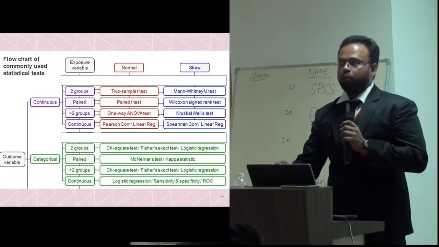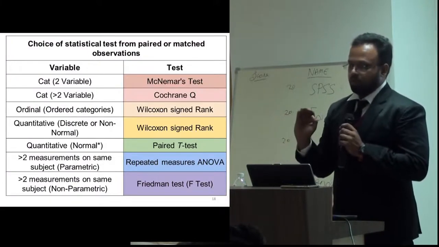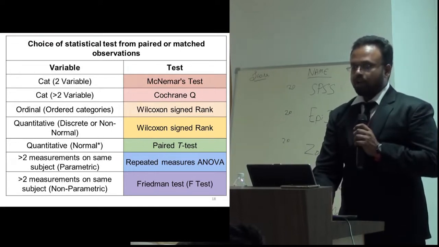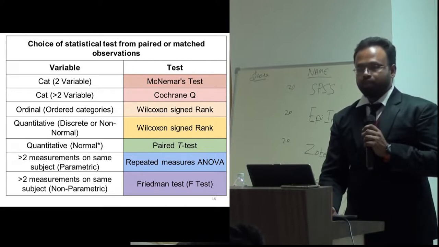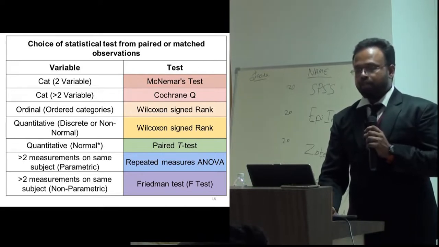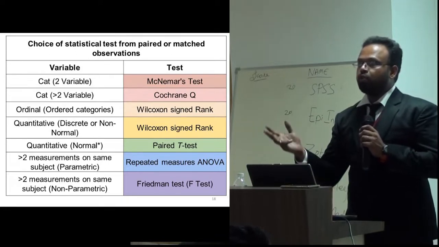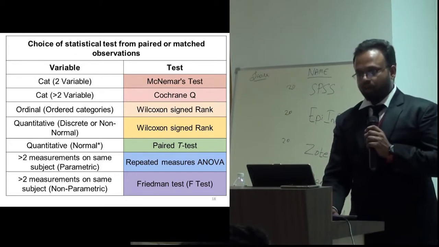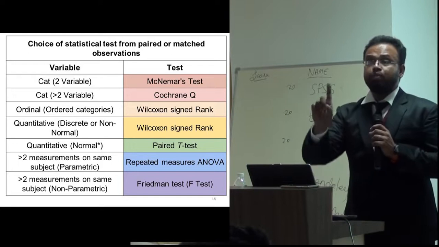Okay, the more detailed thing for the paired variables: that is McNemar's test for a categorical variable, before and after. Paired variable before and after means McNemar. Paired variable more than two: suppose you want to see between three groups before and after, Cochran's Q; ordinal, Wilcoxon signed rank; quantitative, Wilcoxon signed rank.